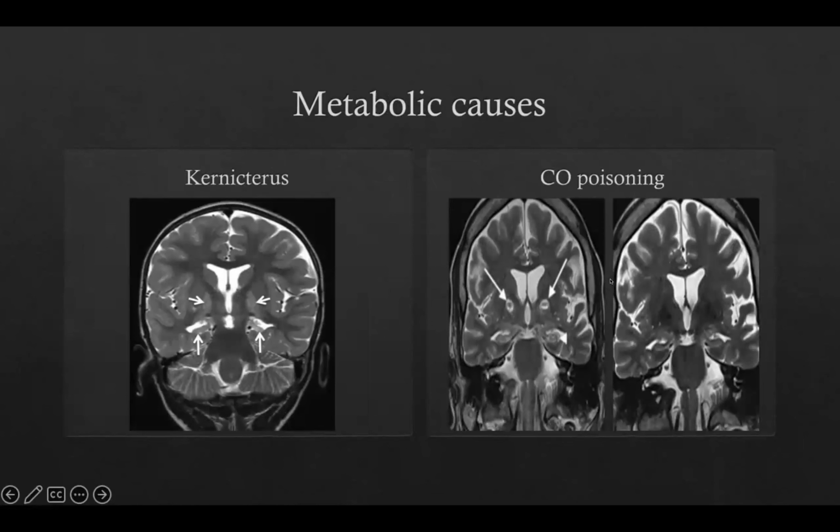Metabolic causes that may be associated with seizures are things like hypoglycemia or kernicterus. It may appear similar. Thus, it is important for us to correlate it with clinical findings. And in this case, where you see abnormal signals specifically at the globus pallidus, think of carbon monoxide poisoning.